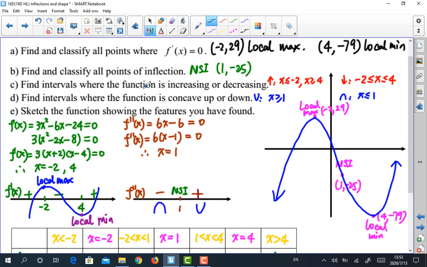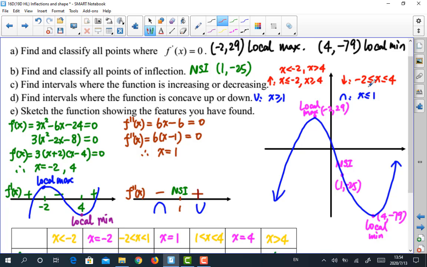Then find the intervals where the function is increasing or decreasing based on the first derivative sign diagram. We can see when x is less than or equal to negative 2, or you can just put down x is less than negative 2. You don't have to include negative 2, this boundary value. Then x is greater than or equal to 4, or you can just say x is greater than 4. These two intervals are increasing intervals. Then from negative 2 to 4, that's the decreasing interval. You can put an equal sign for negative 2 and 4.